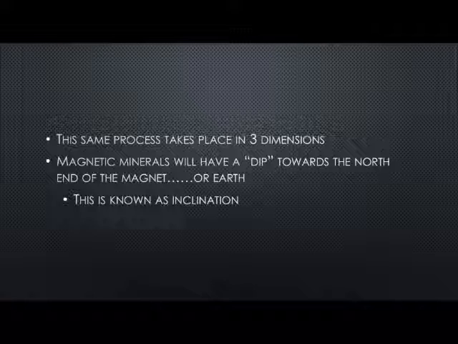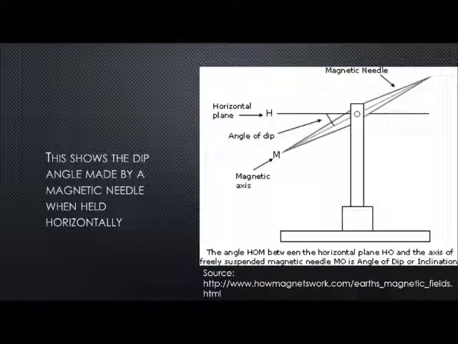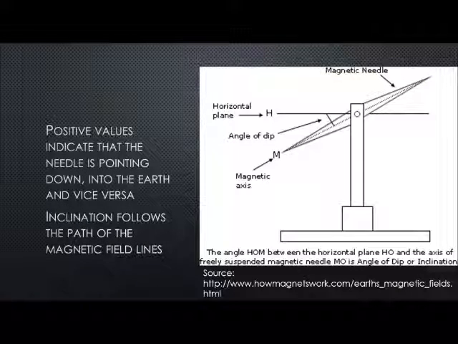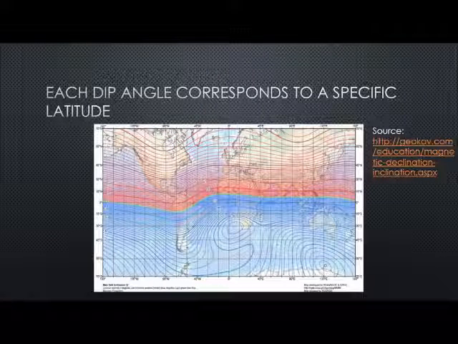This same process happens in 3 dimensions, with magnetic minerals also having a vertical orientation, known as the dip. The angle of the dip is known as inclination. This is an example of a dip angle that a compass needle would make somewhere in the northern hemisphere. A positive dip angle represents the needle pointing down into the Earth. This occurs in the northern hemisphere. Dip angles roughly follow the magnetic field force lines shown earlier.